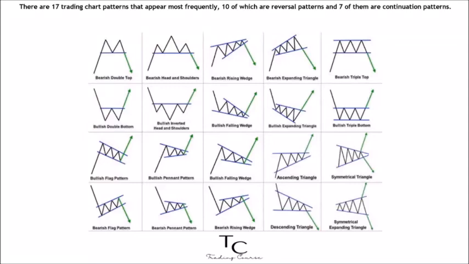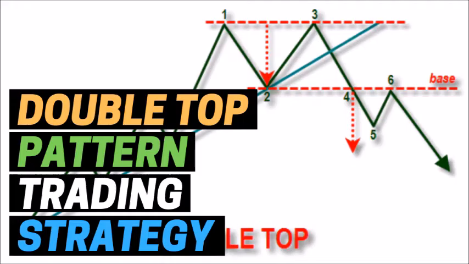There are 17 trading chart patterns that appear most frequently, 10 of which are reversal patterns and 7 of them are continuation patterns. We will discuss these patterns one by one in this video.